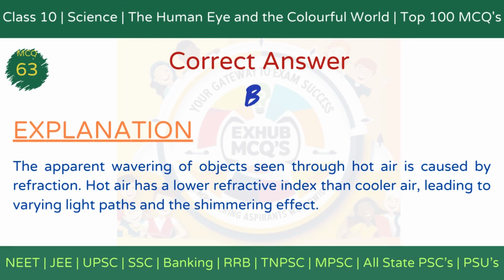The correct answer is option B, refraction. Explanation. The apparent wavering of objects seen through hot air is caused by refraction. Hot air has a lower refractive index than cooler air, bending light rays differently and creating a shimmering effect.